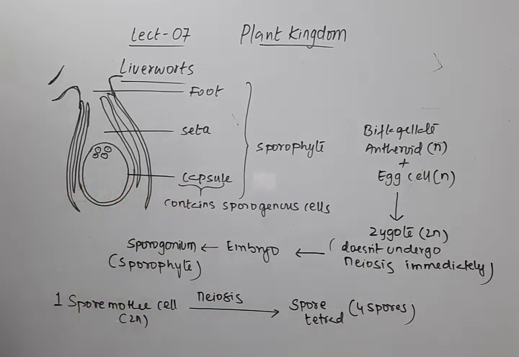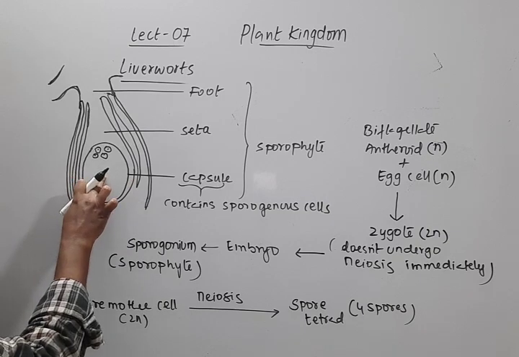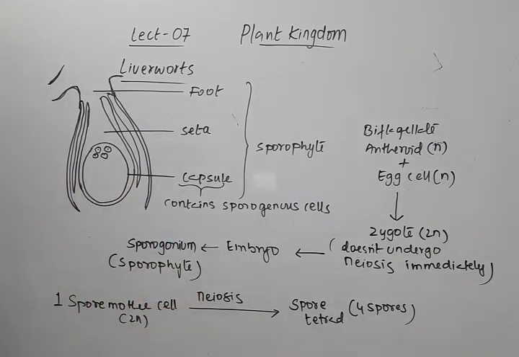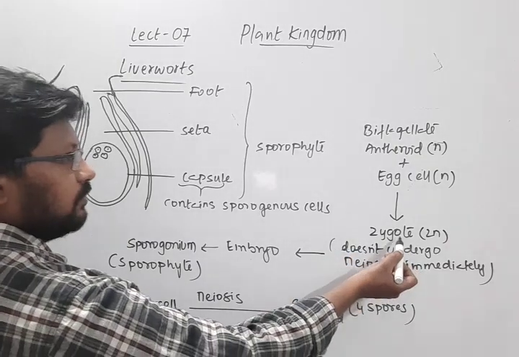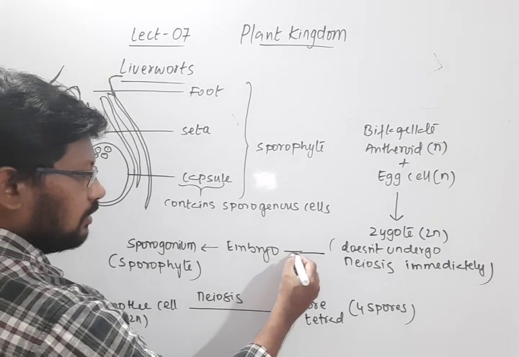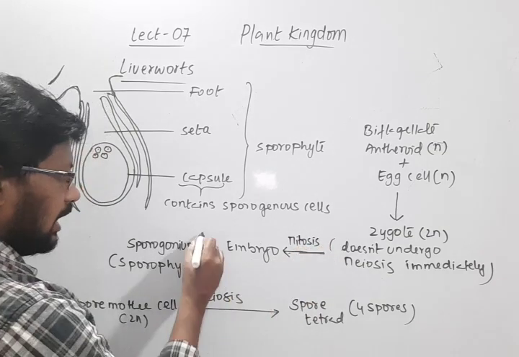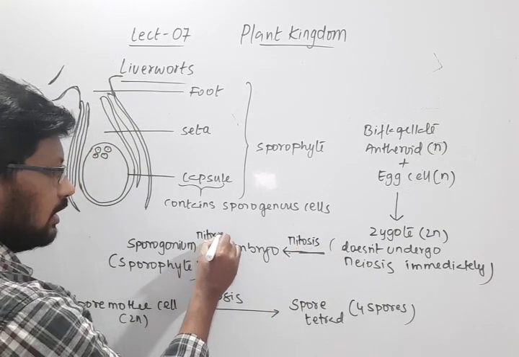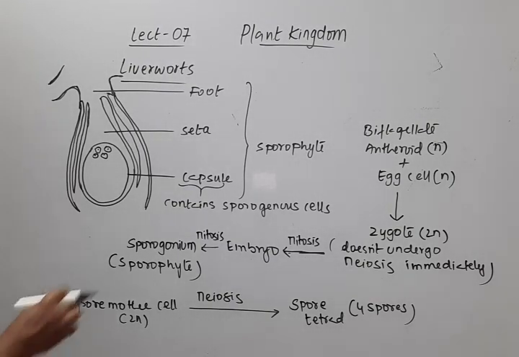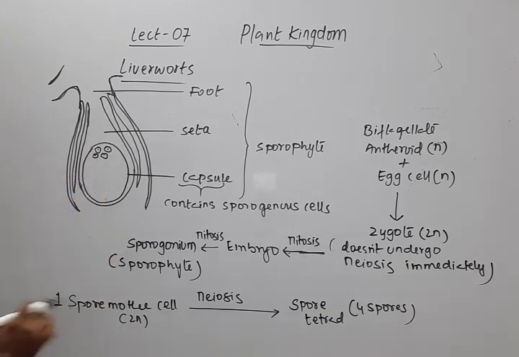Like that there are several spore mother cells, hundreds and hundreds of them, and each one will undergo the process of meiosis. The zygote formed after fertilization results in the formation of the embryo. Here it is by mitotic division, and here also by mitotic division, and that results in the formation of this sporophyte, and inside this capsule the formation of spores takes place.